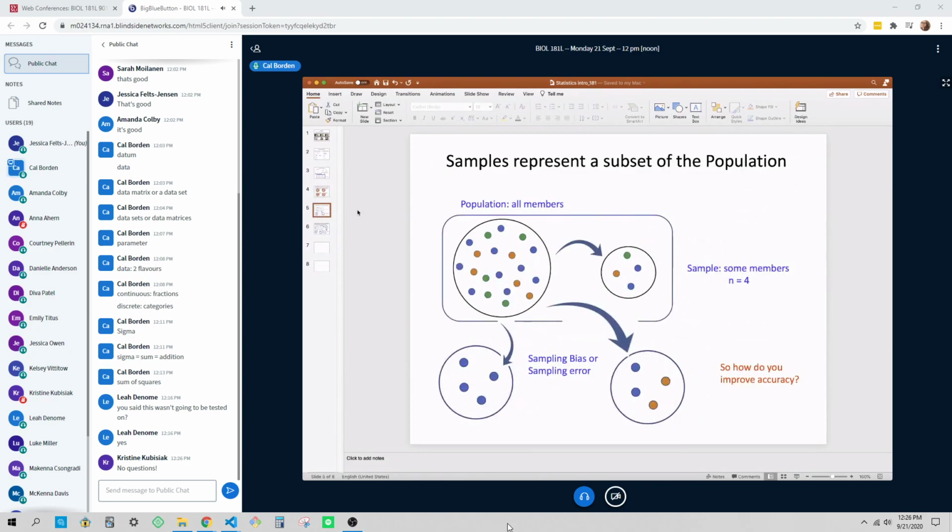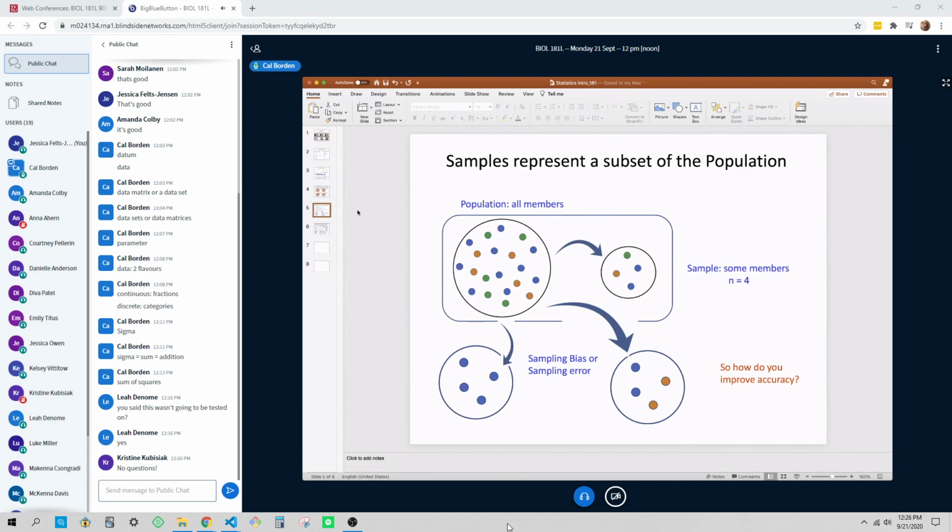Now, what is a sample? This is an important concept that I don't think your appendix explains well. There is a difference in statistics between a sample and a population, okay? And here's the quick and dirty. The population is a technical term that means all the members, all the data points, right? A sample is a subset of those members.